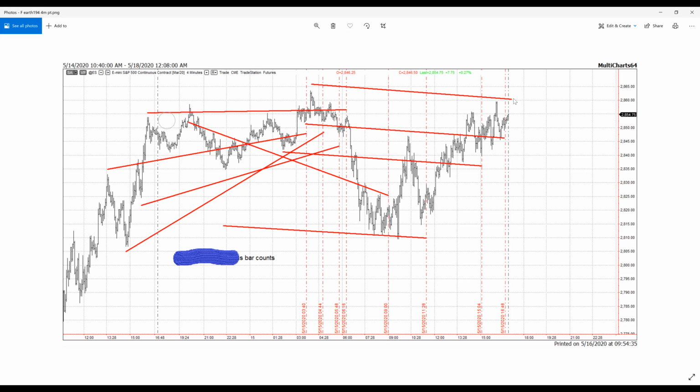And this was done on May 14th. But you can see, taking these measurements, measuring from this high gives us this minor swing low. This high gives us this swing high here.